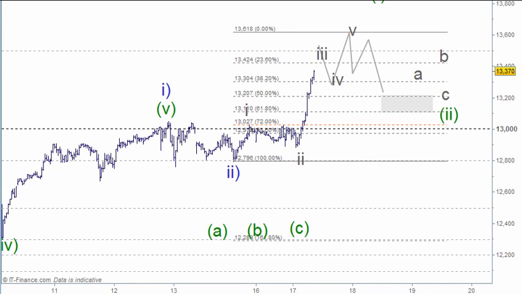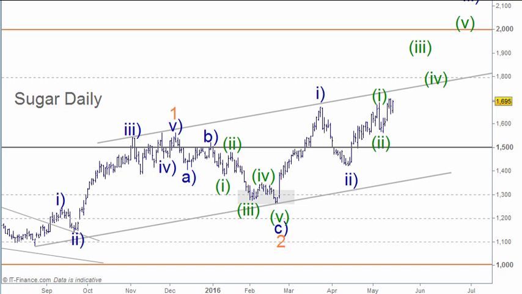Okay, moving on to the next one. I wanted to have a look at sugar because, from my small amount of experience with these and watching them, it's nice to have the sugar and the coffee sort of moving together. And that's exactly what we're seeing here. In this instance, we're seeing what we've got from the low here.